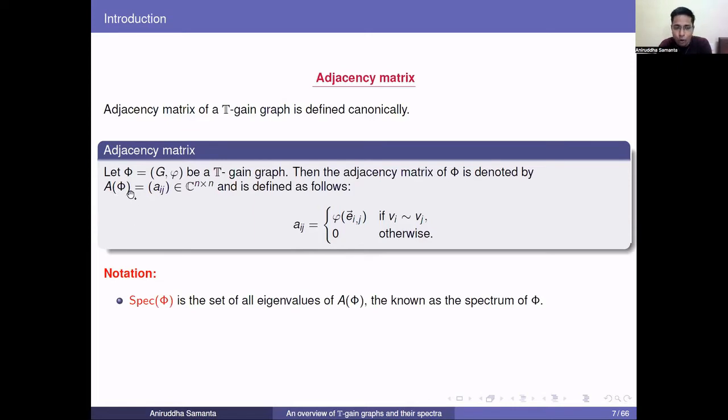Now, the set of all eigenvalues of the adjacency matrix of phi is known as the spectrum of phi, and this is a multiset, obviously. It is denoted by spec of phi. And the energy of a T gain graph phi is nothing but the sum of the absolute values of all eigenvalues of phi.